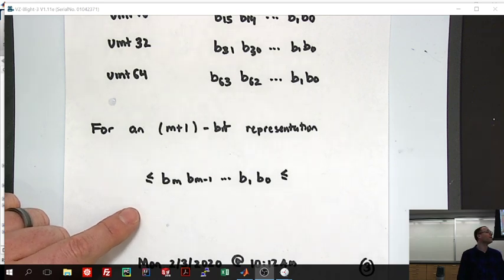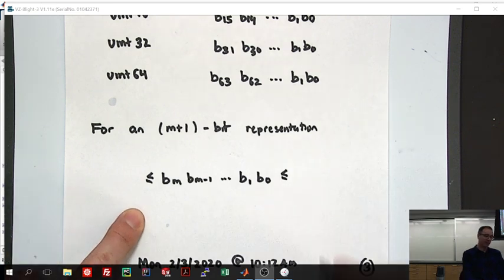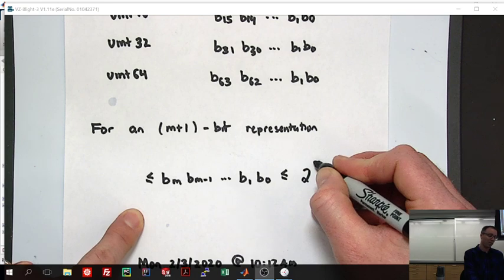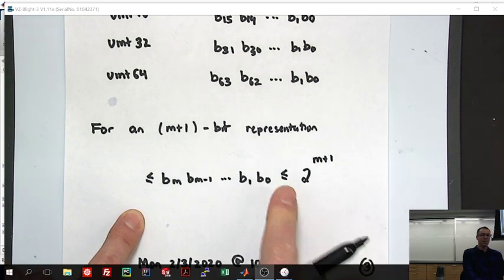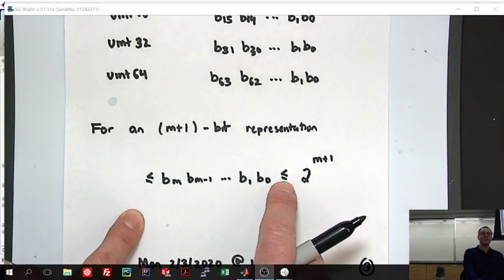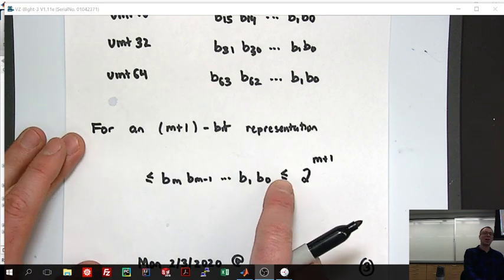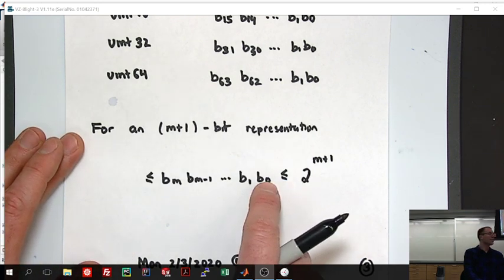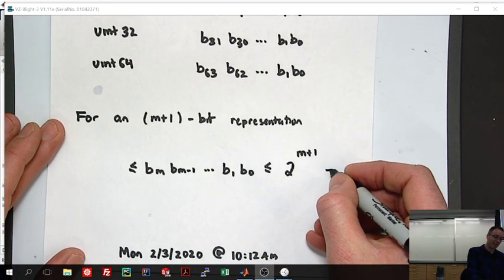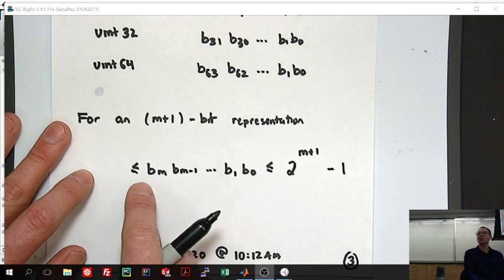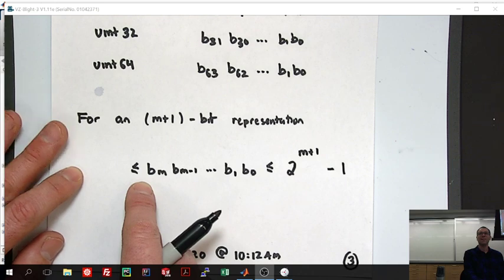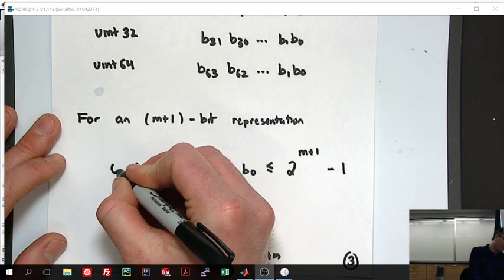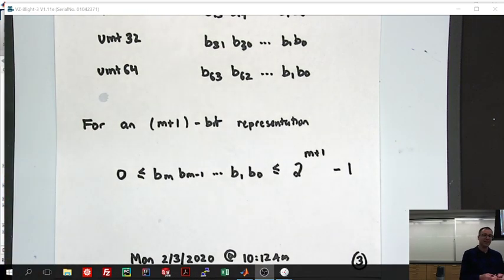When does overflow happen? So 2 to some power. This is not a strict inequality, it's a lenient inequality. What's the largest possible value that can be achieved there? This thing minus 1. What's the smallest value that could be achieved with an m plus 1 bit representation? 0. We'll come back to that.